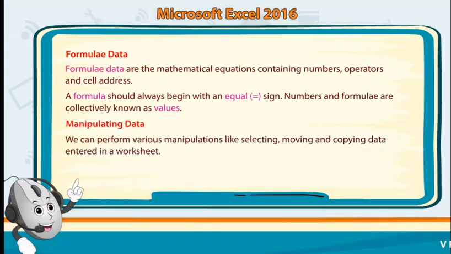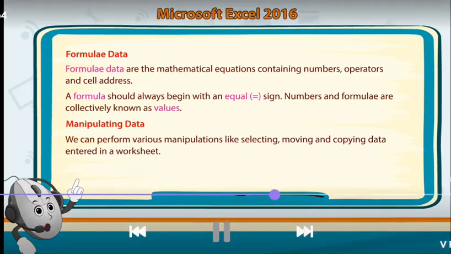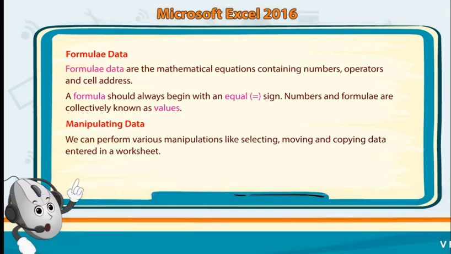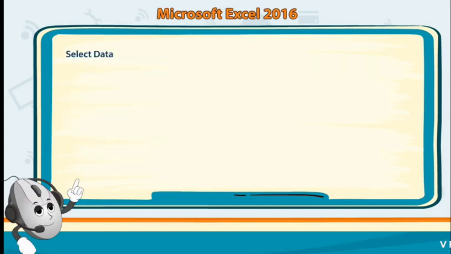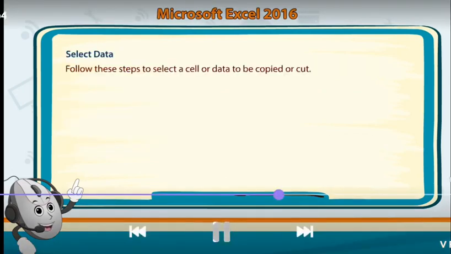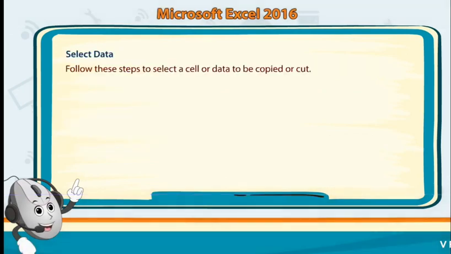So manipulating data: if you want to change the data in the cell, then you can easily select, move, copy, cut. All these options are used for manipulating the data in the cell of the worksheet. ठीक है, मैनिपुलेटिंग मीन्स अगर आप डेटा को चेंज कर रहे हो, तो किसी के सपोज 5 नंबर है और आपने बाय मिस्टेक 7 कर दिया, तो you are able to change the data very easily.